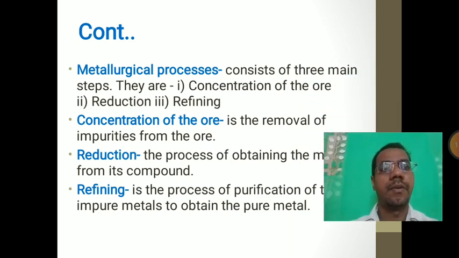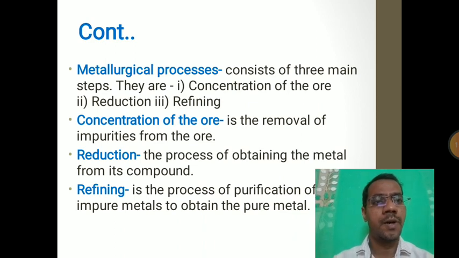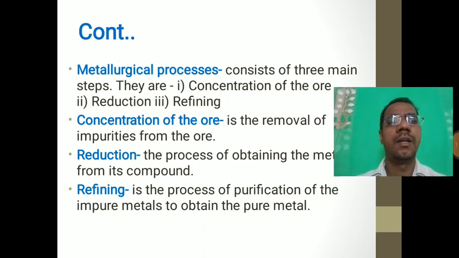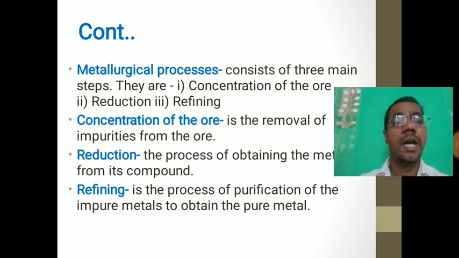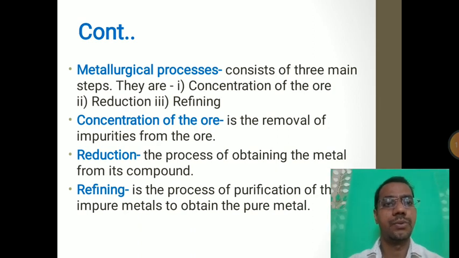Again, I am revising this metallurgical process. What is meant by the metallurgical process? It contains three steps. First is the concentration of the ore, which is nothing but removing the impurities. Second, reduction. Reduction is nothing but obtaining metals from their compounds by removing oxygen or adding hydrogen. Refining means once we obtain the metal in the reduction process, then we purify it. This is nothing but refining. I hope you understood this part.